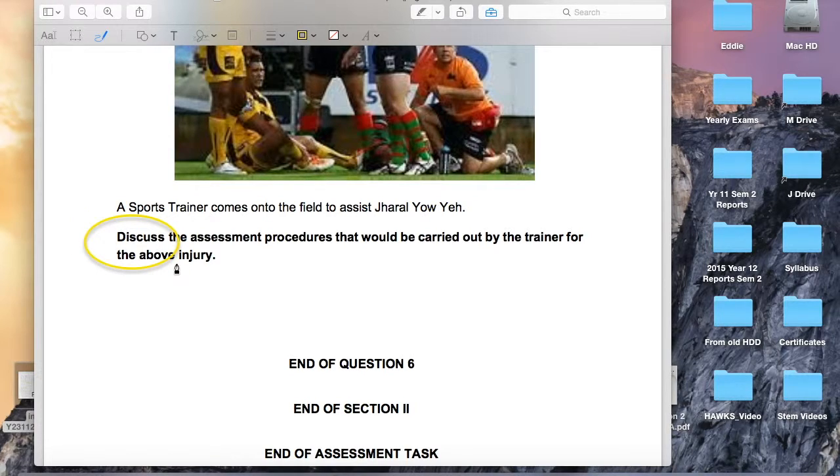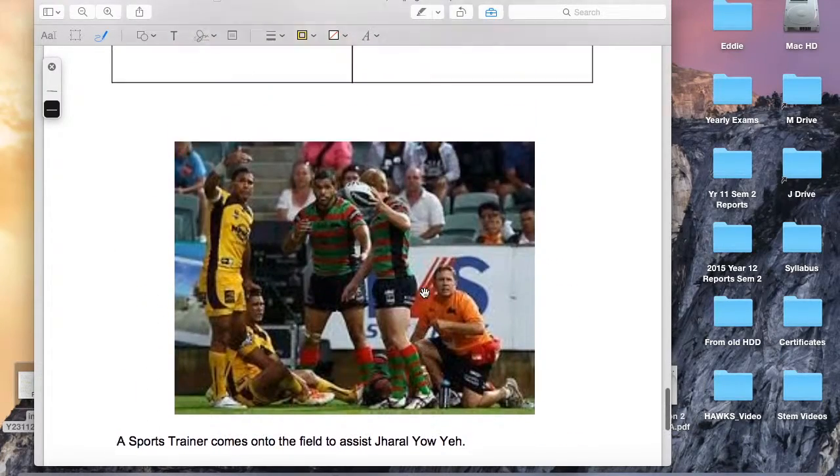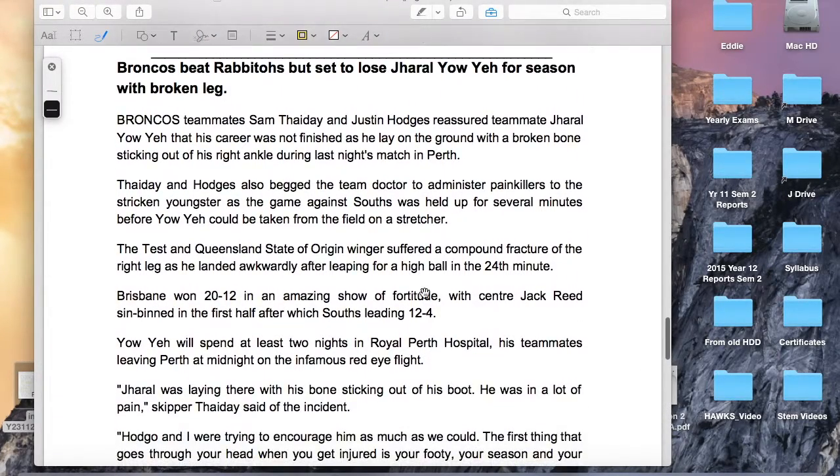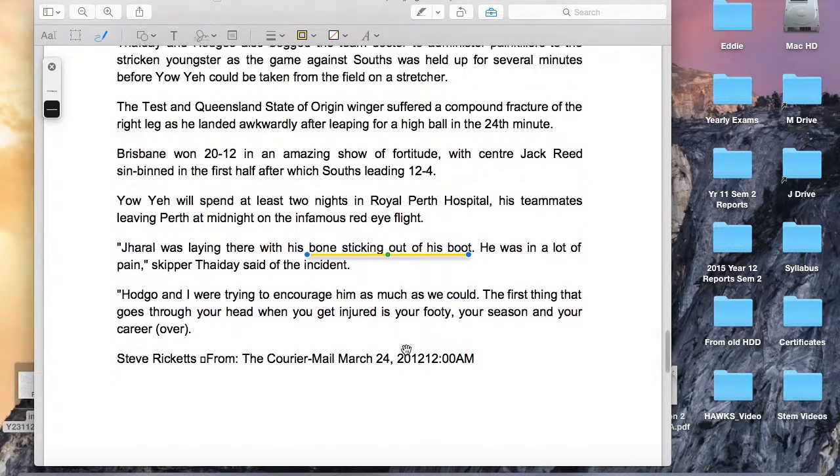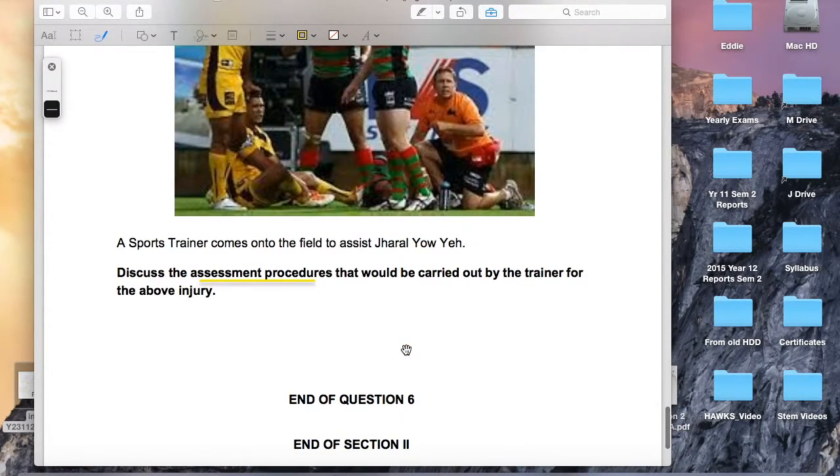In terms of the question again, we've got discuss the assessment procedures. So we're looking at assessment procedures that would be carried out by the trainer for the above injury. We know that it's a compound fracture by reading through the article. We see that he had bone sticking out of his boot, which in most situations is a very serious injury, and because it's a compound fracture, we need to be mindful about how we would treat that.